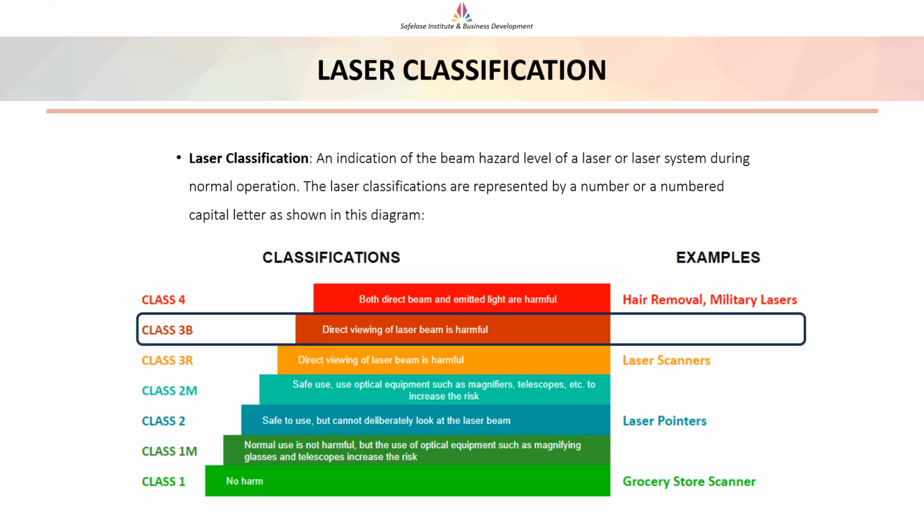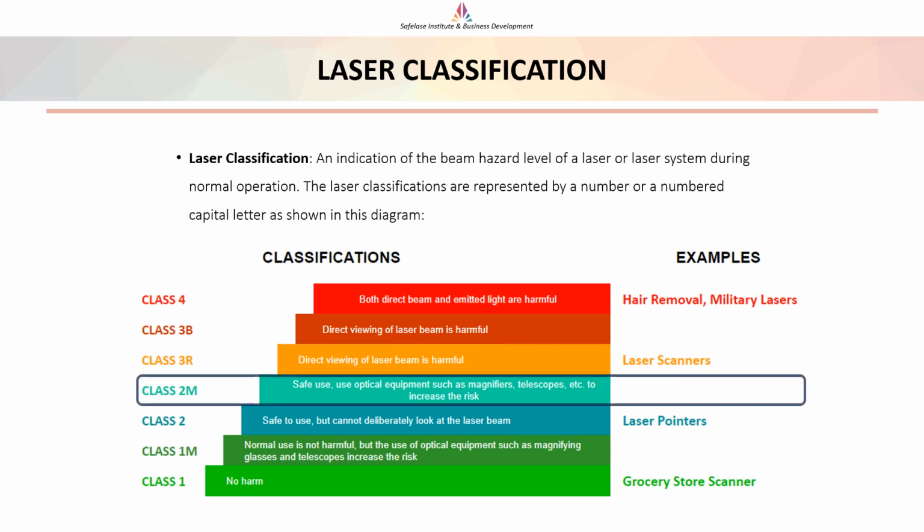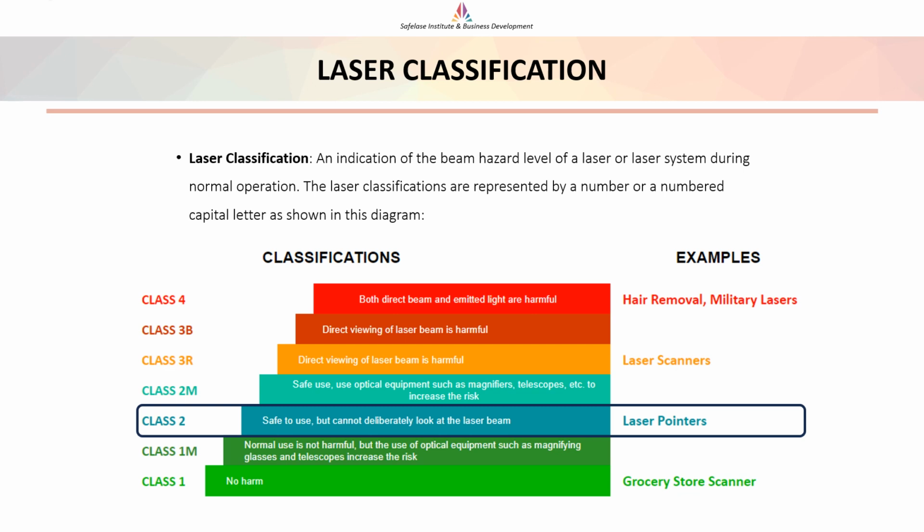Class 3B lasers are harmful due to direct viewing. Class 3R lasers should not be directly viewed as well and are typically what is used for laser scanners in copiers and printers. Class 2M lasers are safe to use, but cannot be deliberately looked at. You would find these types of lasers in pointing devices or laser spotting devices. Class 2 lasers are generally safe to use but should not be looked at directly.